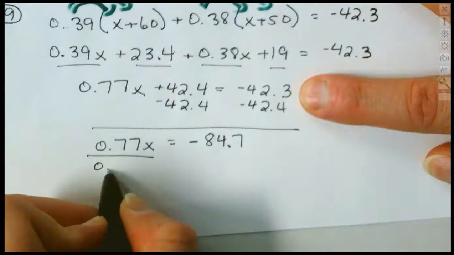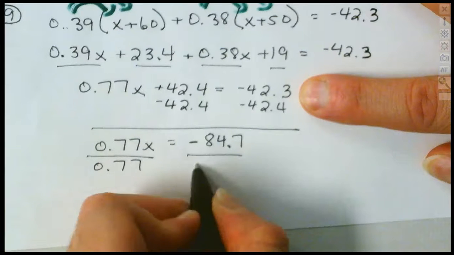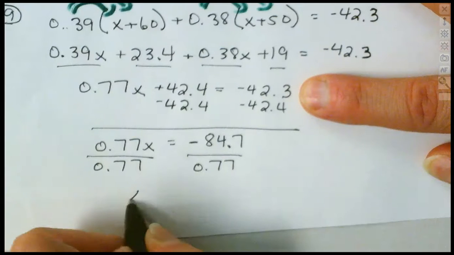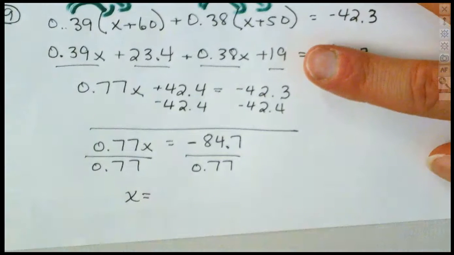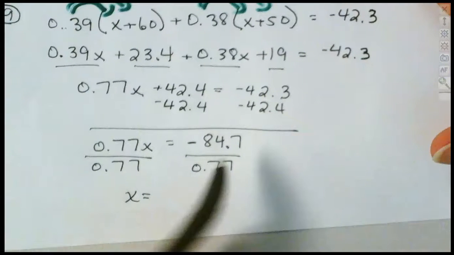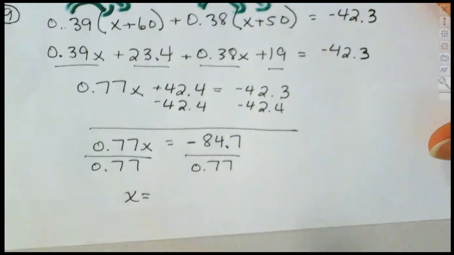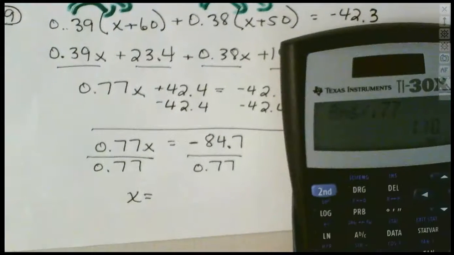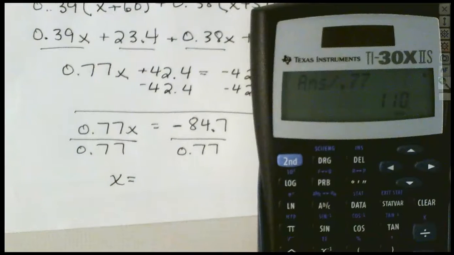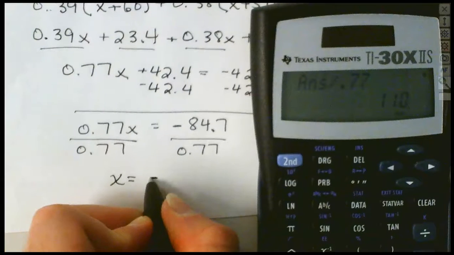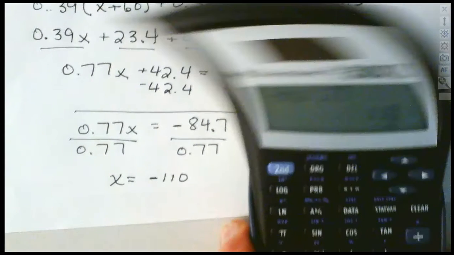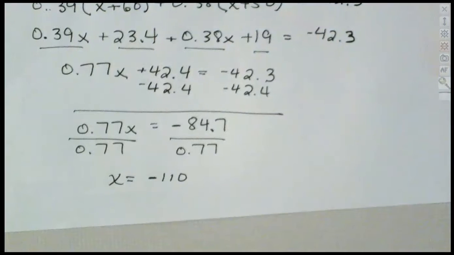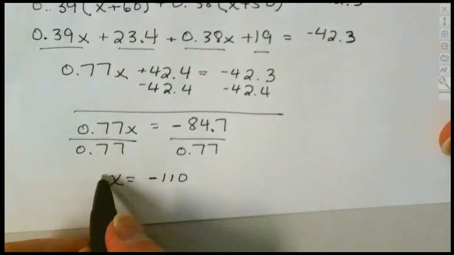Divide by our 0.77. That leaves me then with, when we divide, if we use our calculator, negative divided by positive. If you use your calculator, just divide them. Your answer is going to be negative, and that's going to come out to be a negative 1/10. Because I just divided. So that's going to be your answer on that.